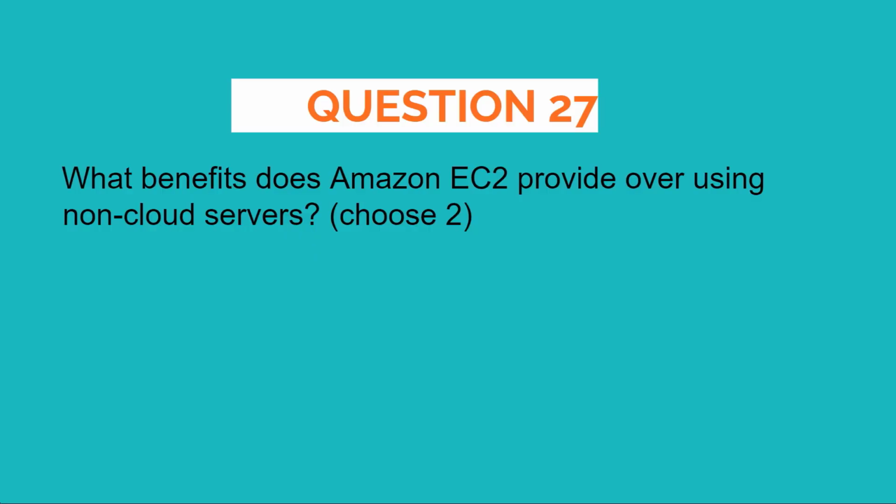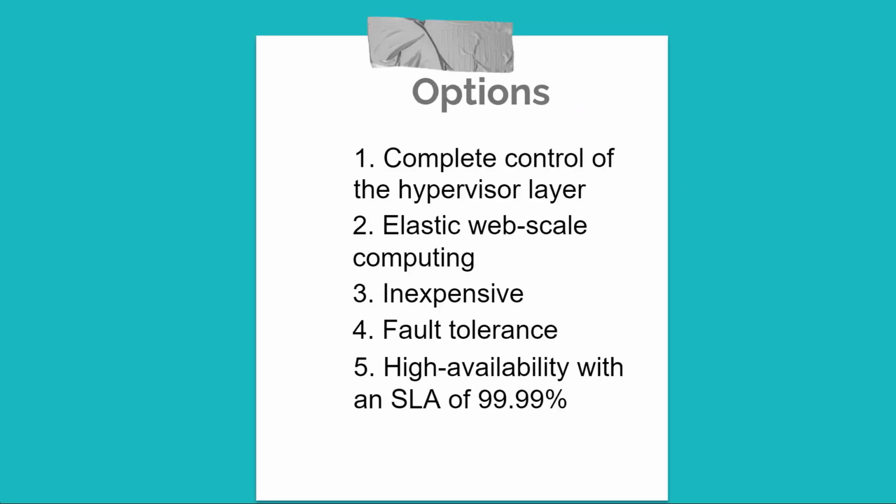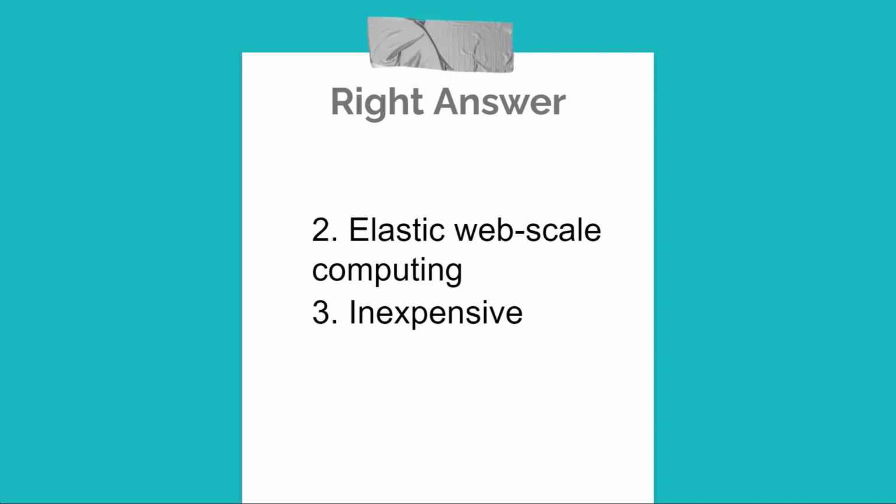Question 7. What benefits does Amazon EC2 provide over using non-cloud servers? Choose 2. Option 1. Complete control of the hypervisor layer. 2. Elastic web-scale computing. 3. Inexpensive. 4. Fault tolerance. 5. High availability with an SLA of 99.99%. Right answer is 2. Elastic web-scale computing. 3. Inexpensive.